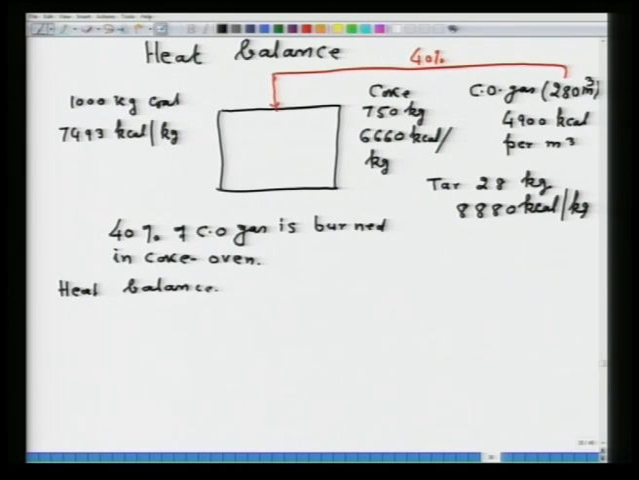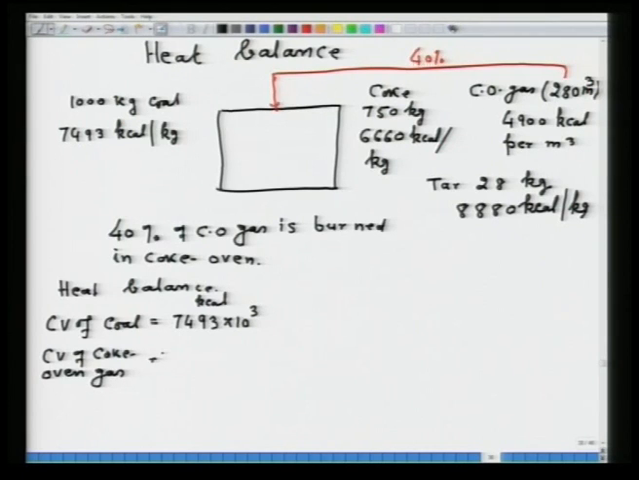So, what will be the heat balance? There will be heat input. The heat input would be the CV of coal, and the CV of coal will be 7493 into 10 to the power 3, of course, that is in kilocalorie. The next would be the CV of coke oven gas, because 40% of the gas is being sent back to the oven. So, 40% of this will be 112 meter cube multiplied by 4900, that makes 548.8 into 10 to the power 3. This is my heat input.